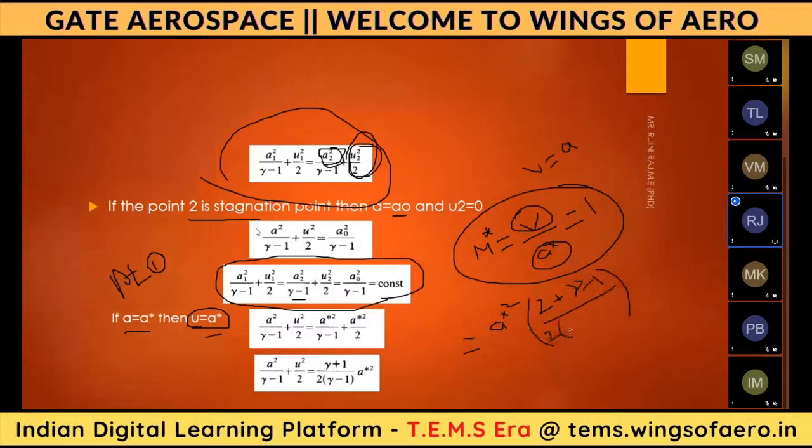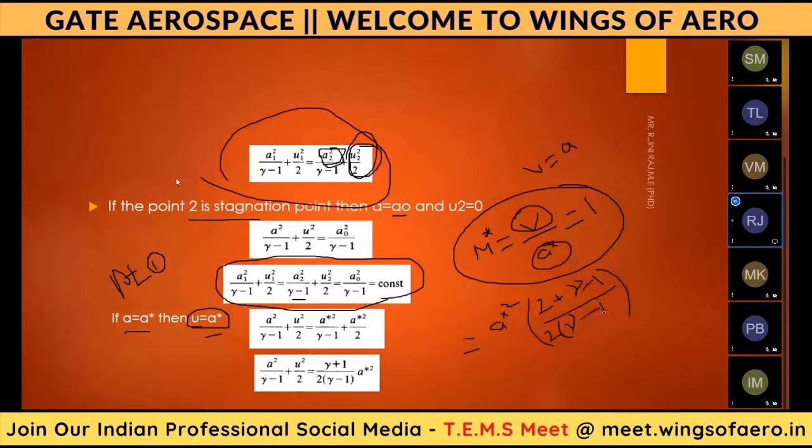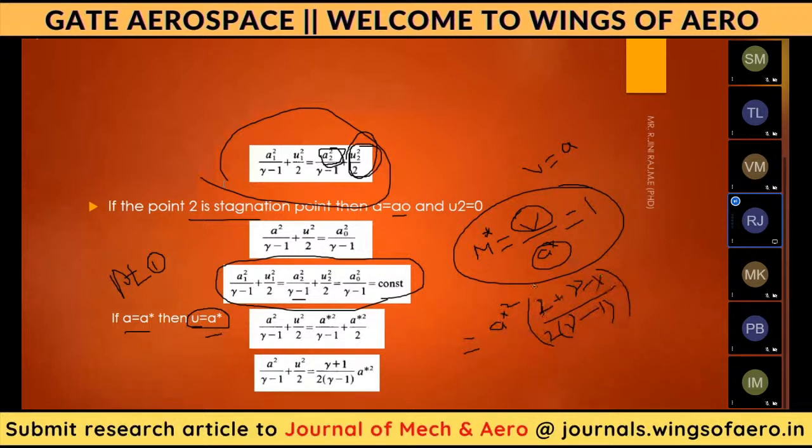Gamma minus 1. So this 1 here cancels and it will become 1. So gamma plus 1 divided by 2 into gamma minus 1. That's what I have substituted here.